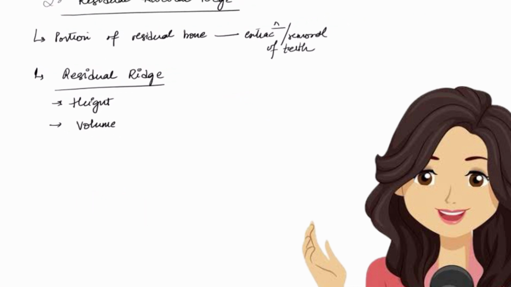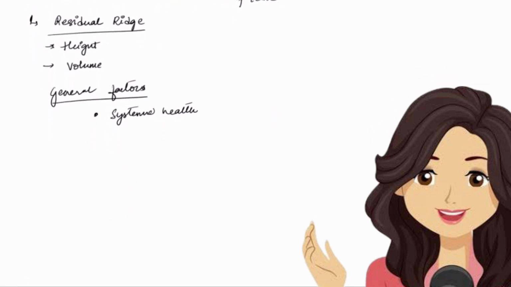The general factors on which this may depend, first and foremost, is systemic health. While healing is happening, if the patient is diabetic, there is a chance that bone loss can occur. If the patient has vitamin D deficiency or calcium deficiency, bone remineralization will not be optimum. So these are certain factors, briefly, which will determine how the residual ridge is.